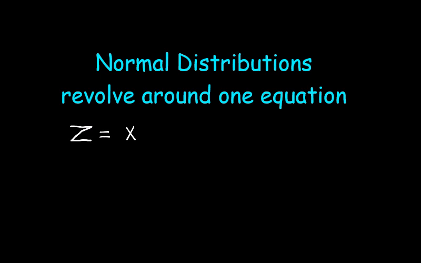Now, normal distributions revolve around one equation and is the fundamental equation for statistics. And that is the data point minus the mean over the standard deviation. Take note that that little mu symbol we're going to refer to as the mean throughout this course. And that little sigma symbol is also referred to as standard deviations.